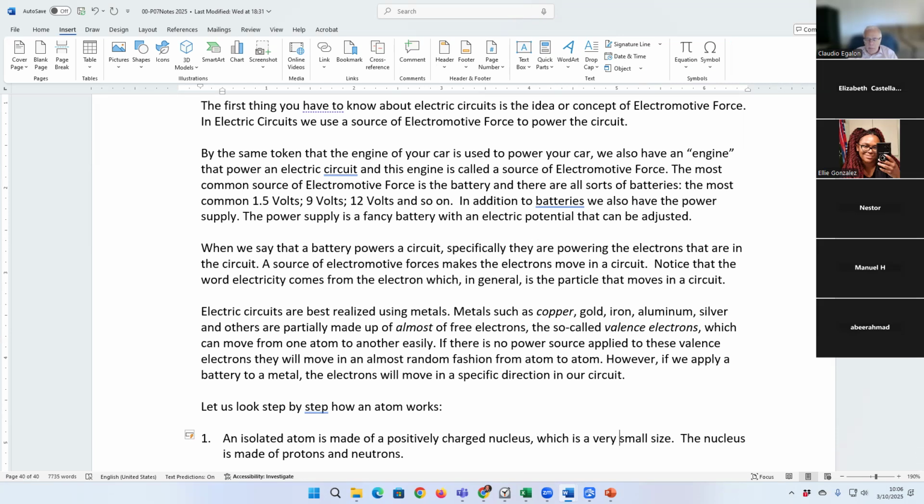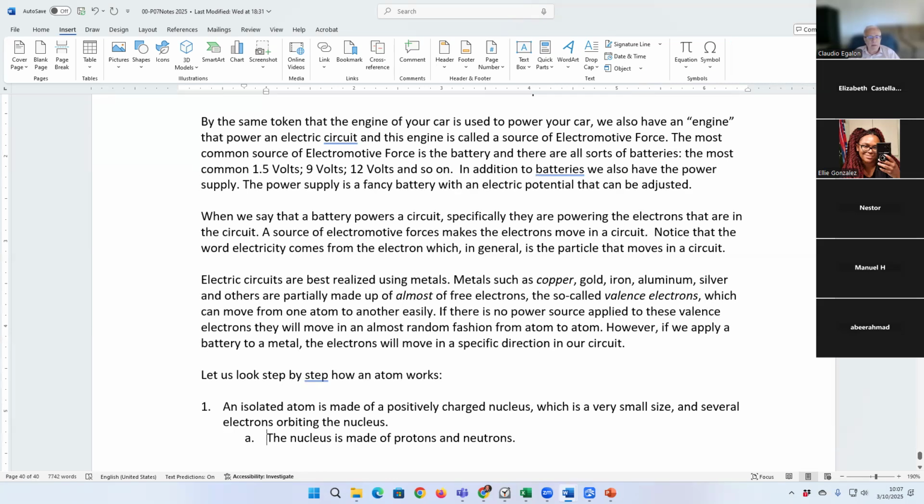And depending on the atom, several electrons orbiting the nucleus. Let's not forget the nucleus is made of positively charged protons and neutrally charged neutrons.